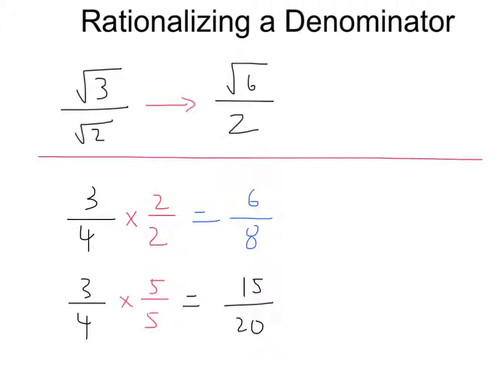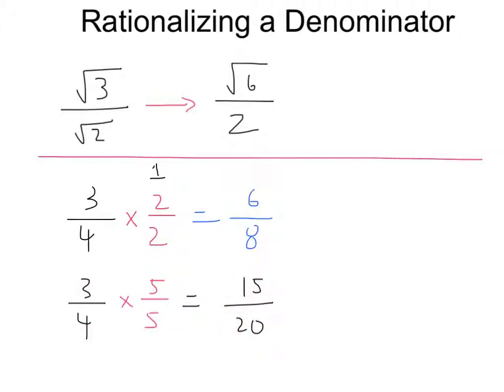Here's a really important thing for you to realize. What is 2 over 2? Hopefully you recognize that 2 over 2 is just the same thing as 1. And what is 5 over 5? That's also just 1. So when we multiply by 2 over 2, we're just multiplying by 1. When we multiply by 5 over 5, we're just multiplying by 1. So again, 15 over 20 has the same value as 3/4, but it just looks different. It's in a different form.